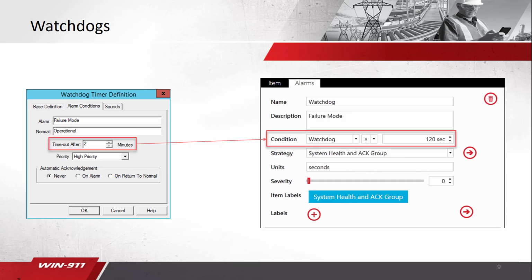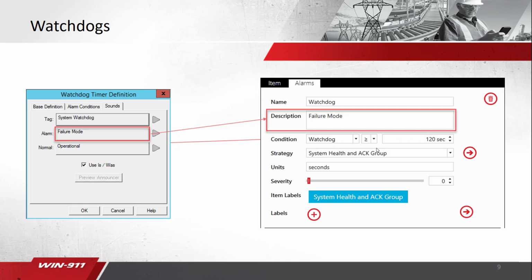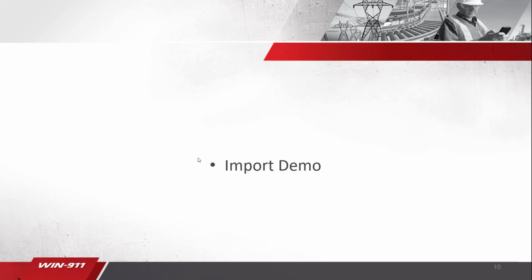So if we jump over to the alarms tab, you'll notice the condition. I can choose a watchdog from the drop down, and I can set my timeout. In version 7 the timeout was in minutes. Now it's in seconds, so 2 minutes becomes 120 seconds. Pretty basic. The description itself comes from the alarm sound in version 7. So that's it. That's everything that's going to be converted for OPC.